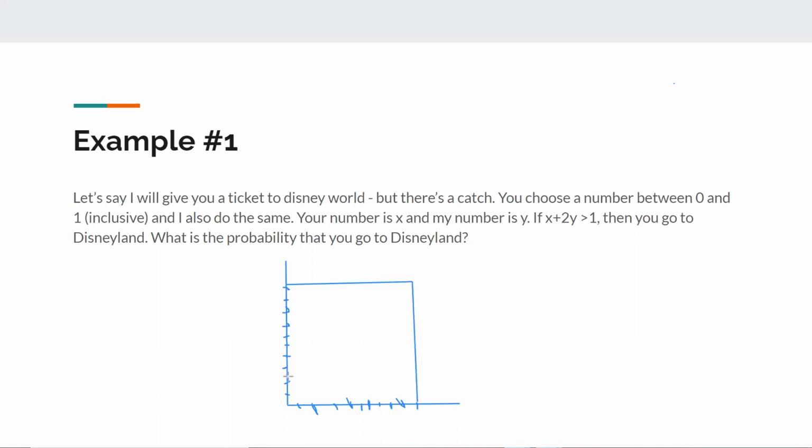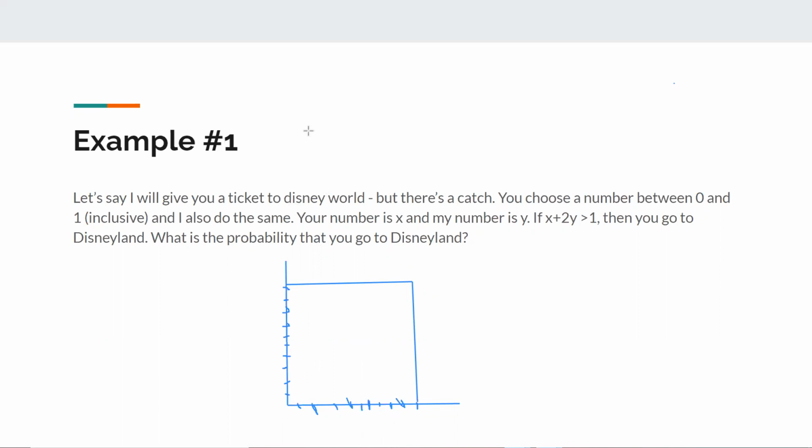So this is the total area, the total amount of scenarios that are possible. There are literally infinite points in this one square, because there are infinite points I can choose and infinite points you can choose. Multiply that out, and there are infinite points within this one square.